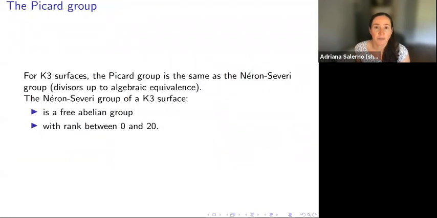Associated to the K3 surface is this thing called the Picard group. If you are familiar with elliptic curves, this is the same as the Néron-Severi group, which is all the divisors up to algebraic equivalence. In this case, divisors are actually these curves. Okay, so the Néron-Severi group of a K3 surface is a free abelian group with rank between 0 and 20.